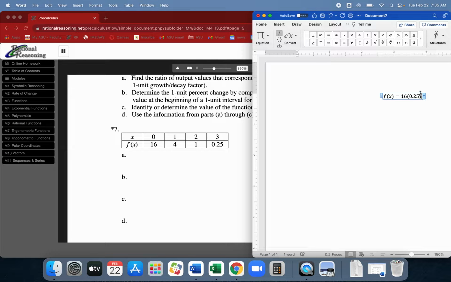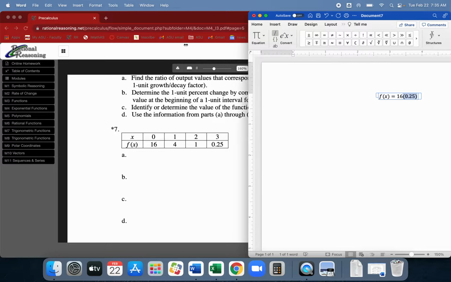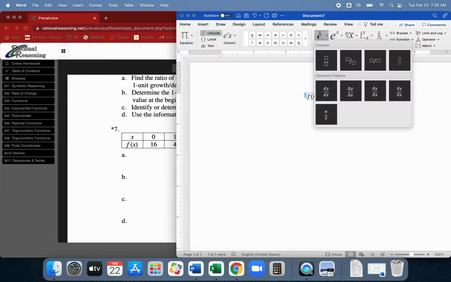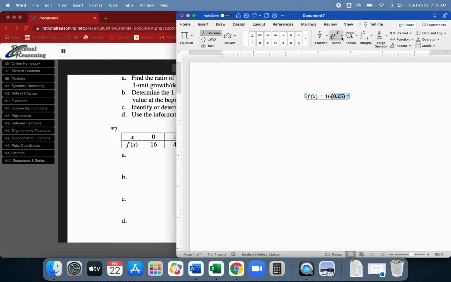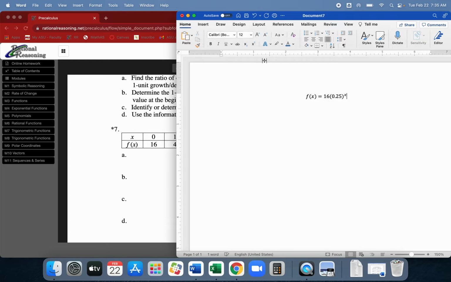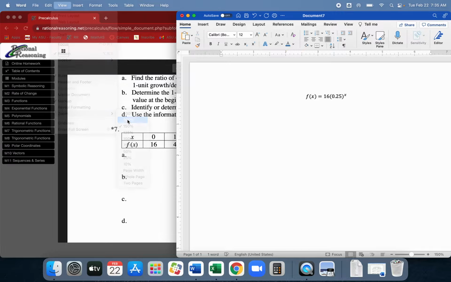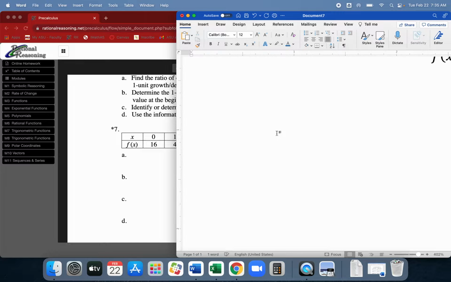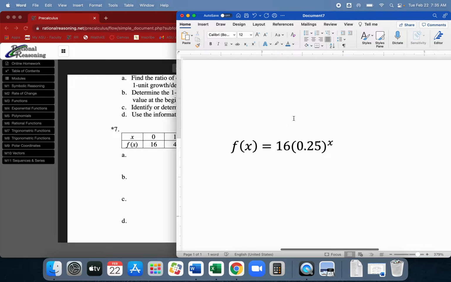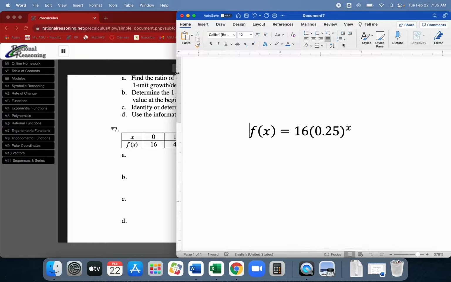So I just need to make this an exponent. Nope, that's not the button I need. I need to be able to see more of this. There we go. Nope, not fractions. This one. 0.25 to the x power. And sorry, let me make this a little bit bigger. Hoping to not do it that way, but all right.